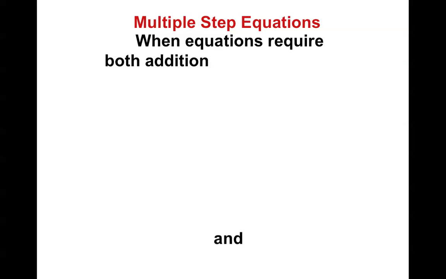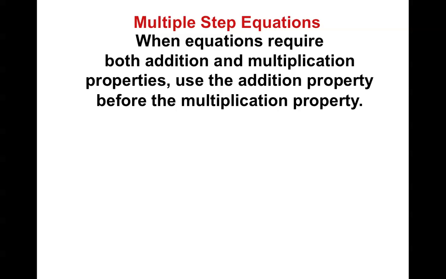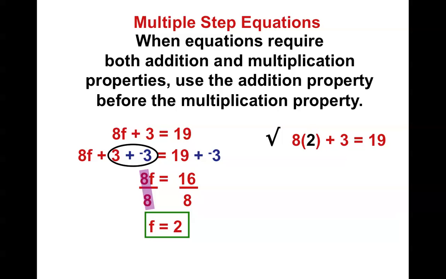All right, let's check out the rules. When equations require both the addition and multiplication division properties, we always use the addition property first. We always undo what's being added on first. So in this problem, I undid the addition first. Then I used the division property to undo the multiplication. And I got my answer. If I wanted to check to see if I was right, all I have to do is plug the 2 back in to the original equation, and what do you know? 19 equals 19.